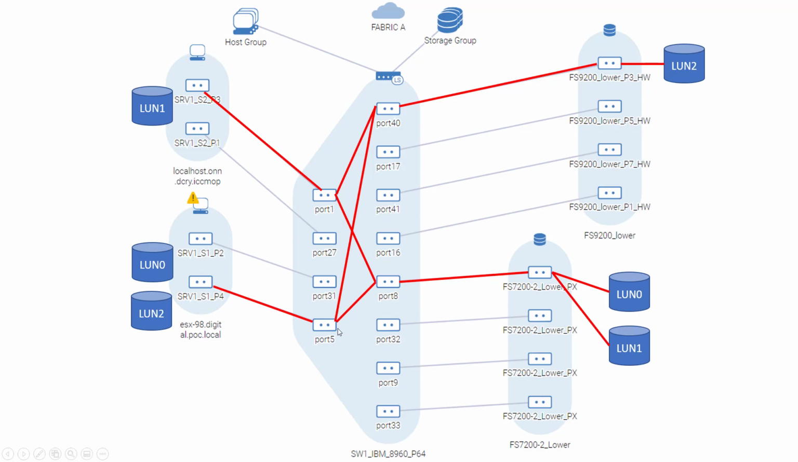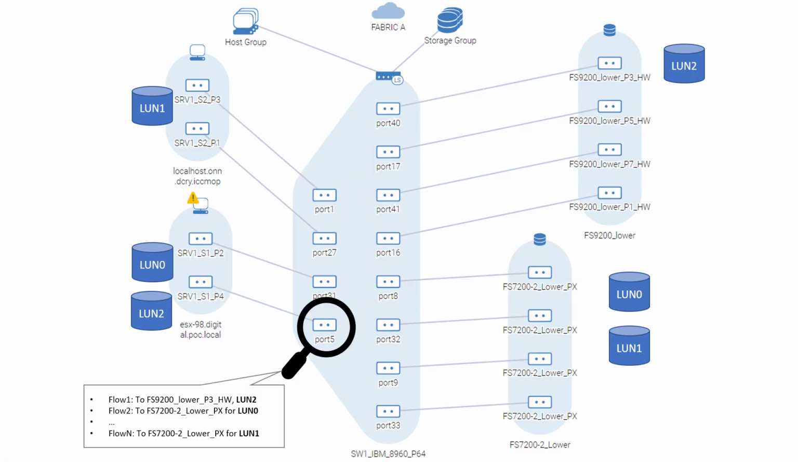So there is no way by monitoring the port 5, for example, to know if there are some errors, if they are related to that storage system or the other one, and even less if it's related to that LUN, this one or this one.